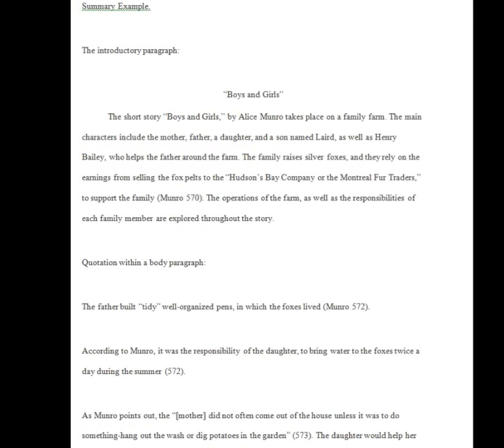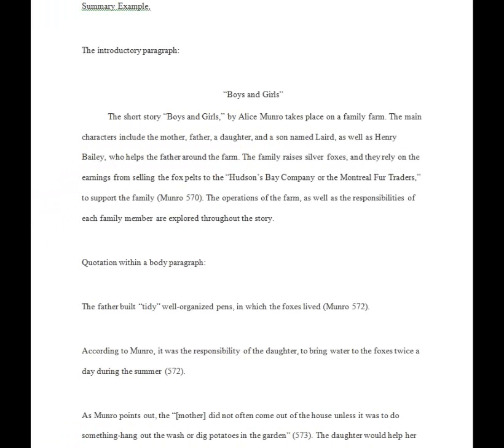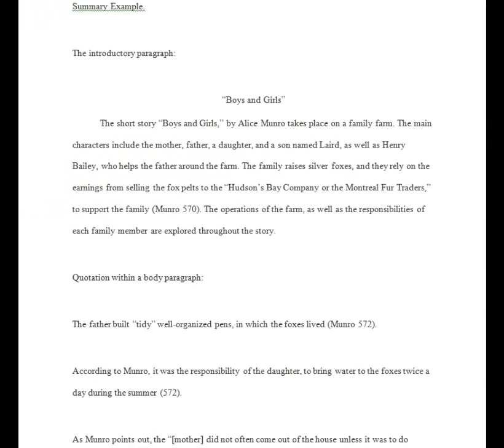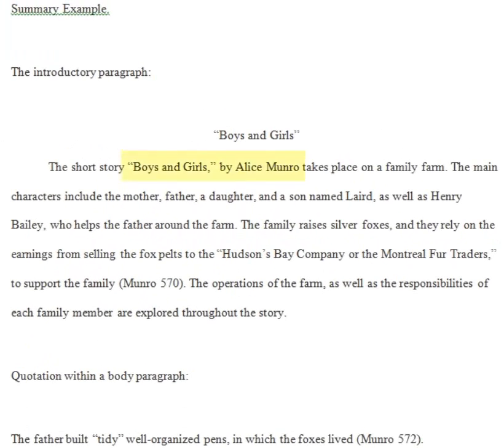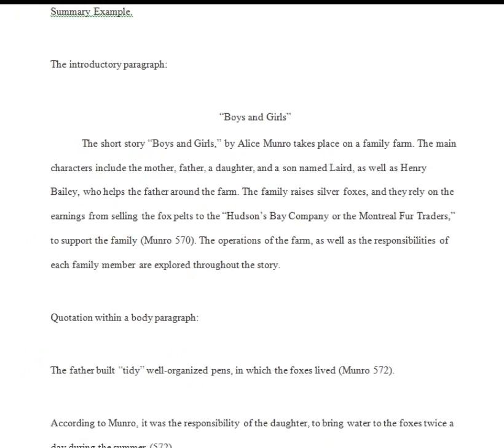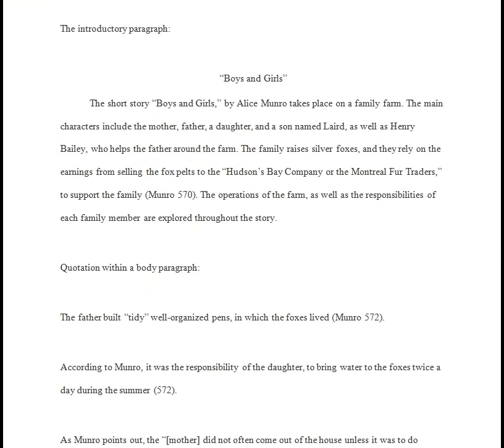Here we're going to look at a few effective examples from a summary of Alice Munro's "Boys and Girls." We'll notice that the introductory paragraph begins by naming the title of the story, names the author, and then gets right into the factual details from the story. There's no I voice, there's no opinion, and it's really not an interpretation that we're being given here, but just a factual account of what happened in the story.